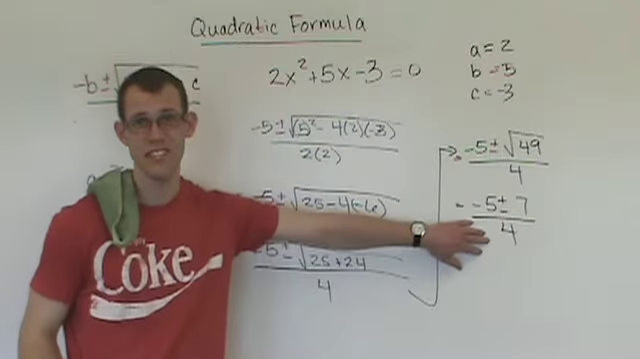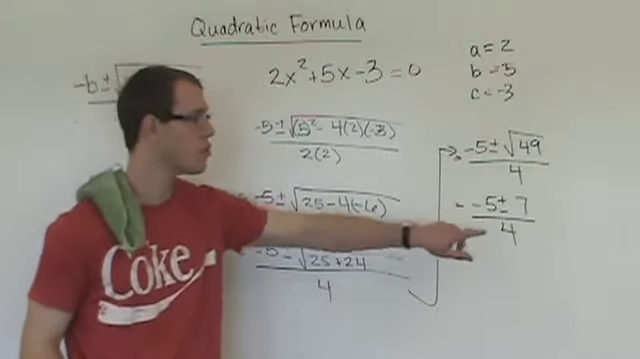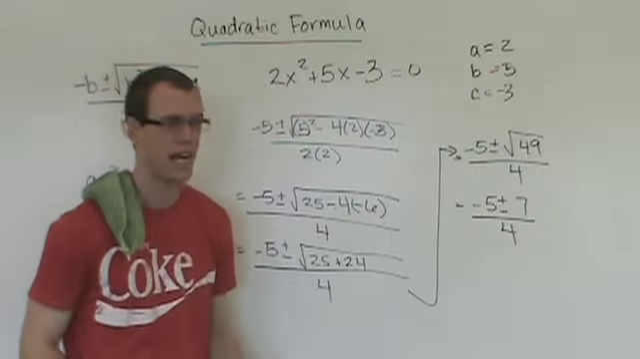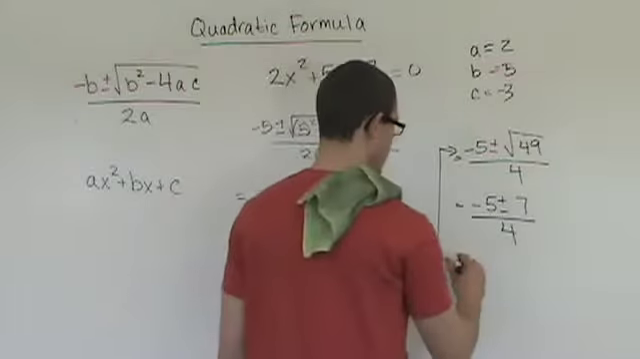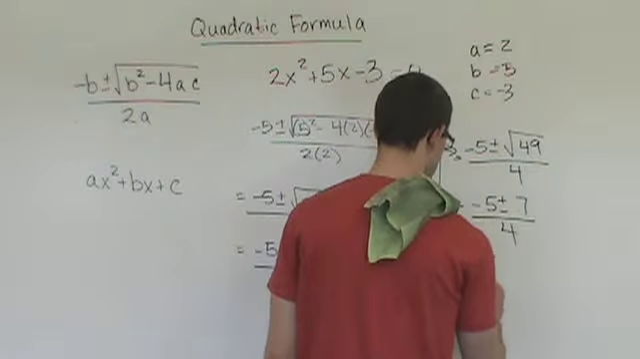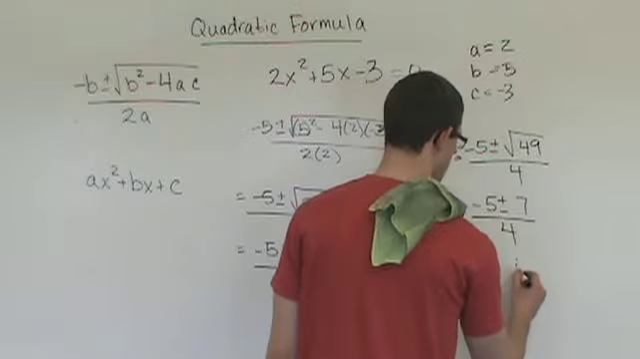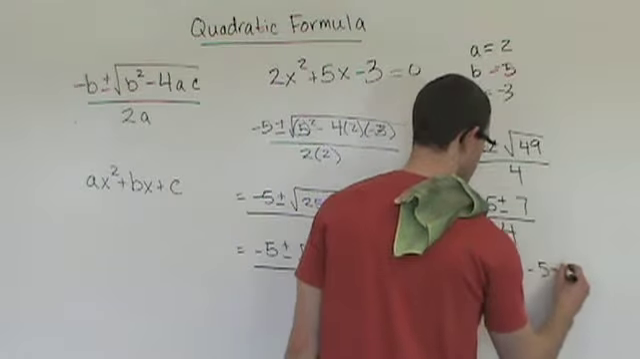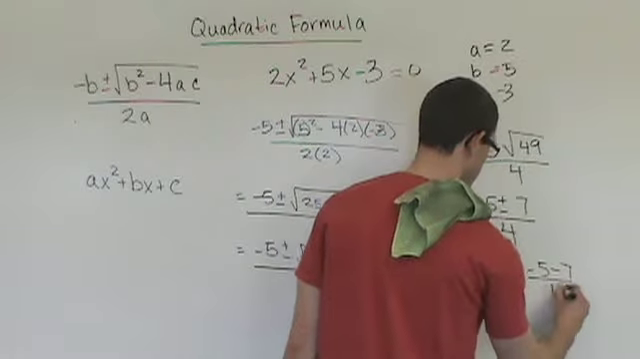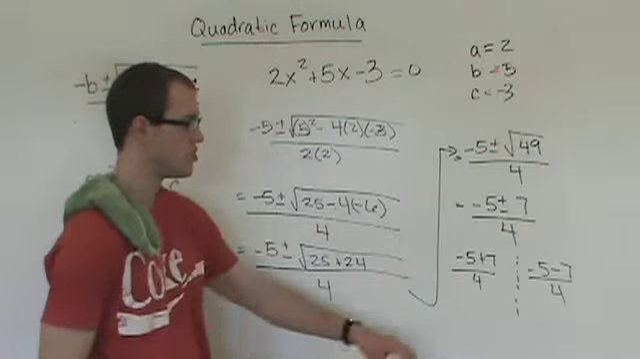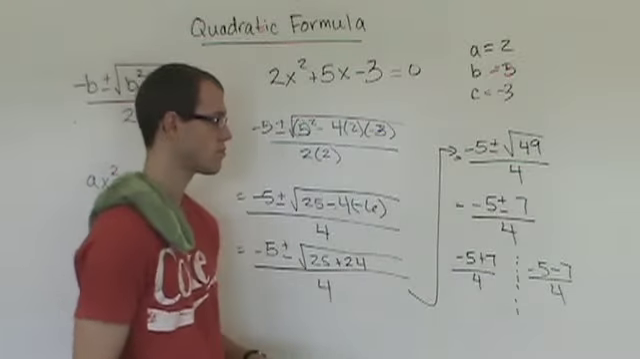And now when you have this step, you want to work with that plus and minus that's in front of the 7 right now. And how I do that is I write it like this. I write negative 5 plus 7 divided by 4, and then I do a dotted line, and then I write negative 5 minus 7 divided by 4. And I solve each of these. It's a little bit easier to see now, isn't it?